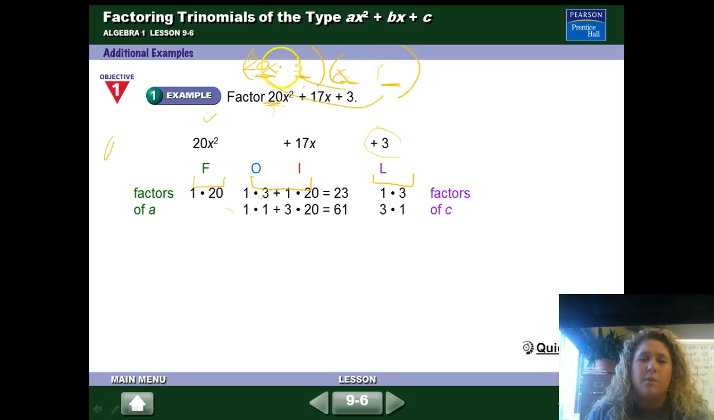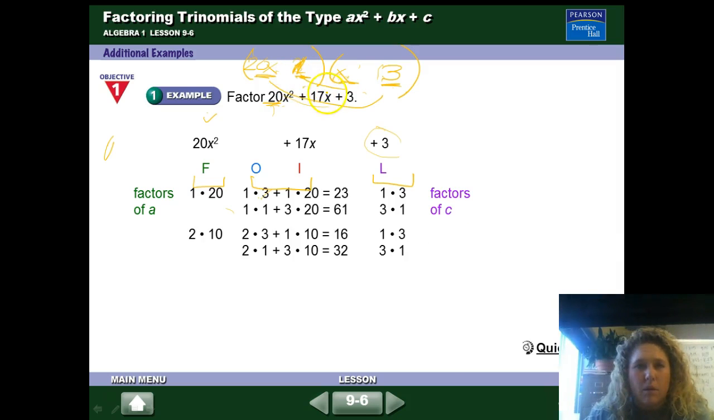Now, there's a couple different ways we can do this. 20x times x is going to give me 20x squared. That checked. 20 times 1 is 20 plus 3 is going to give me 23x, and then 3 times 1 is 3. That would work. Or we could switch these and do 1 here, 3 here. 3 times 20 is 60, plus 1 would give me like a 61x. So obviously 1 and 20 do not work.